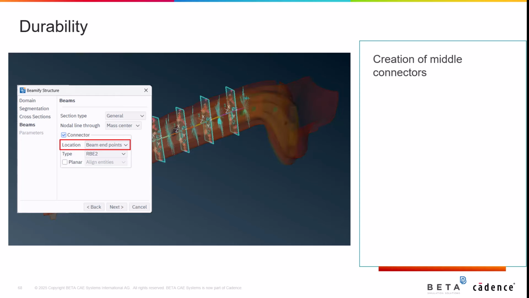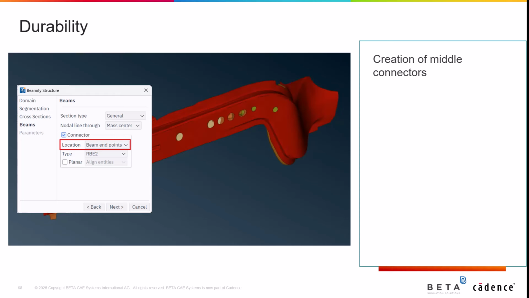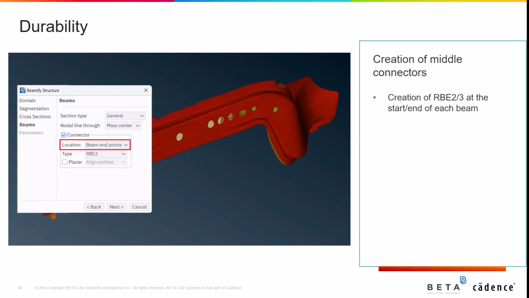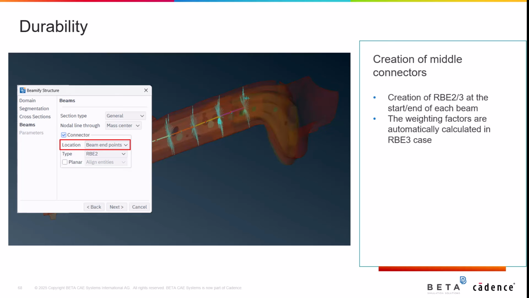In the Beamify structure function, a new option has been added to create RBE2 and RBE3 elements not only at the start and end points of the domain's path, but also at the start and end points of each beam element. This enhancement offers greater control and flexibility when defining the beam structure. This new option is conveniently located in the fourth step of the assistant, under the beams page. Additionally, in the case of RBE3, the weighting factors are automatically calculated by ANSA, further streamlining the process.